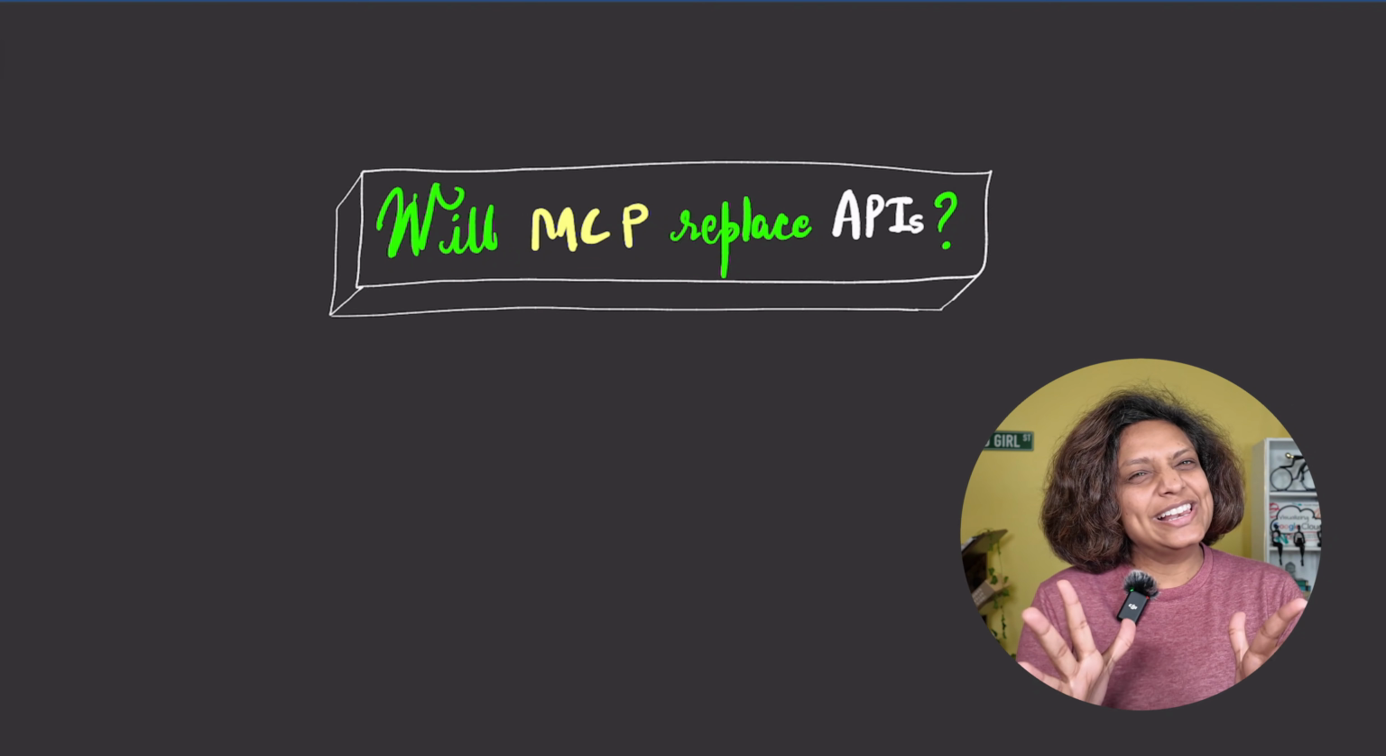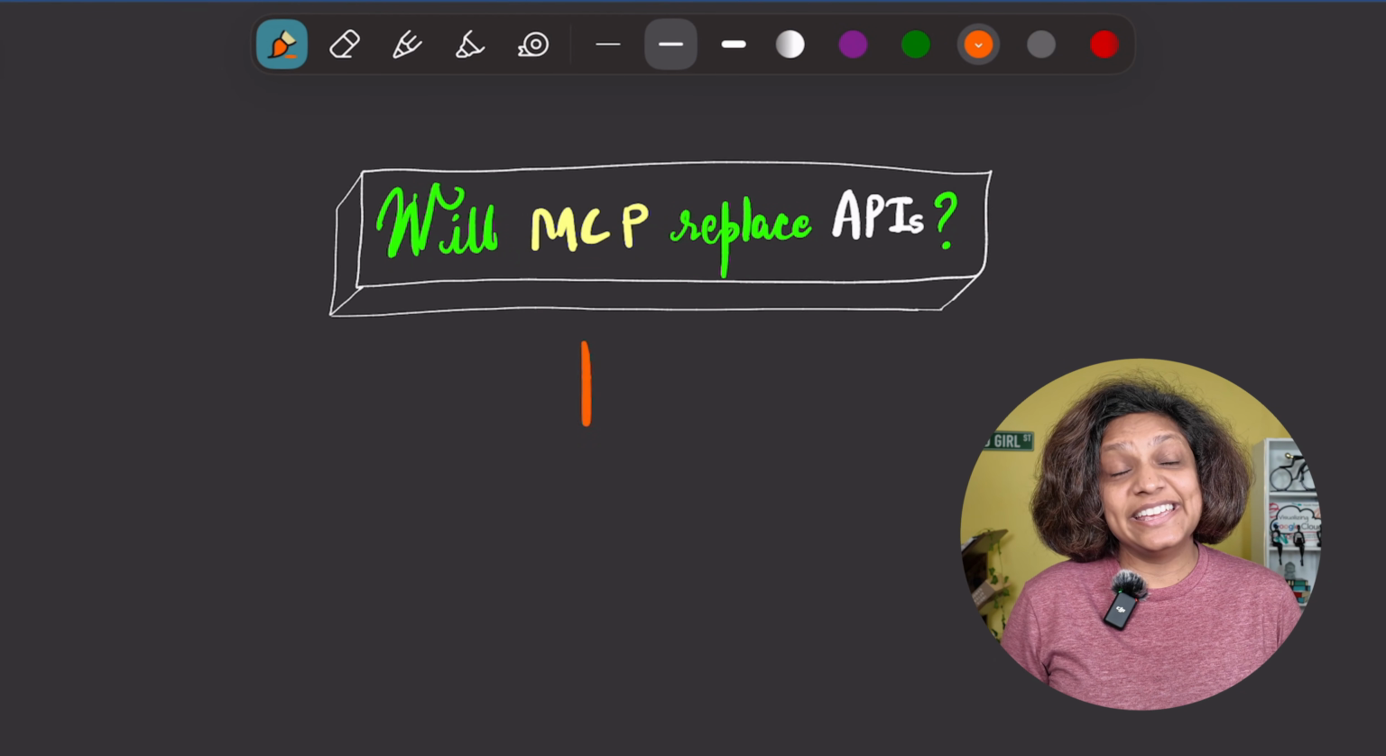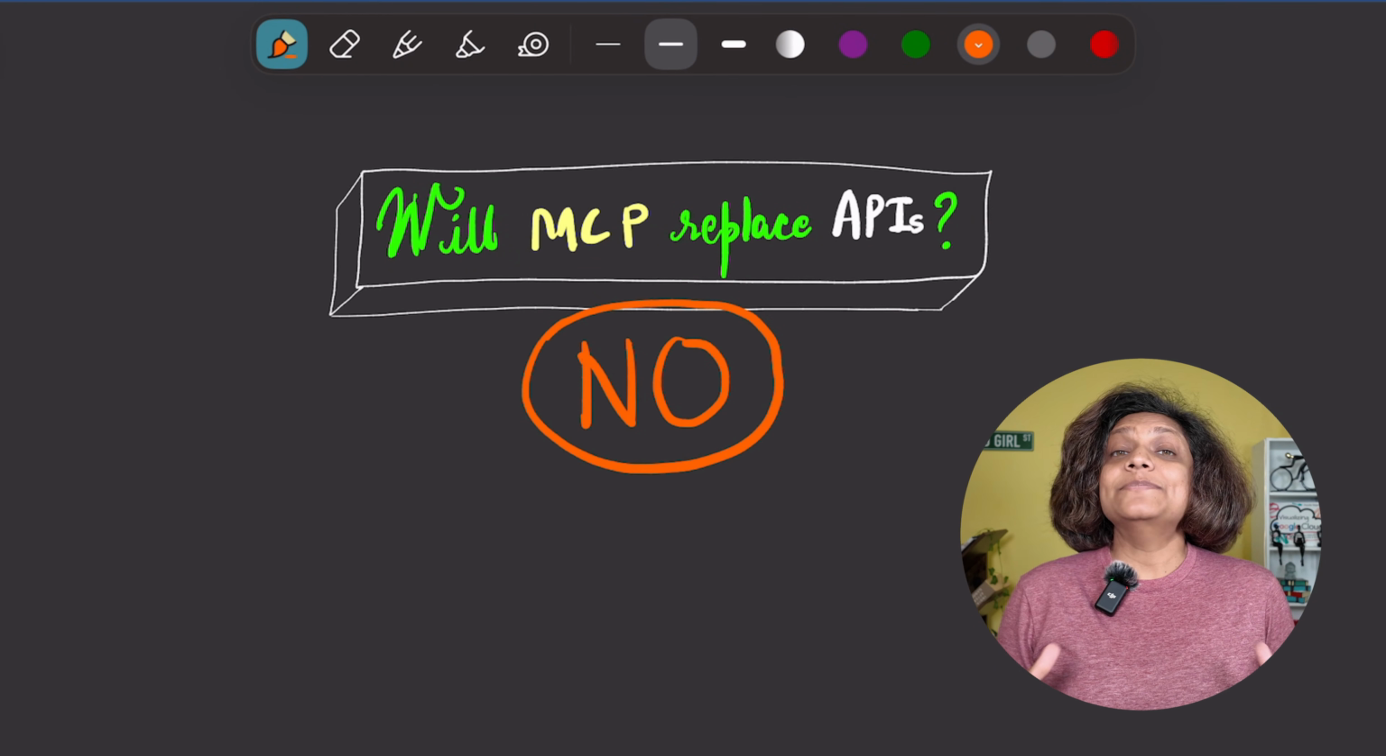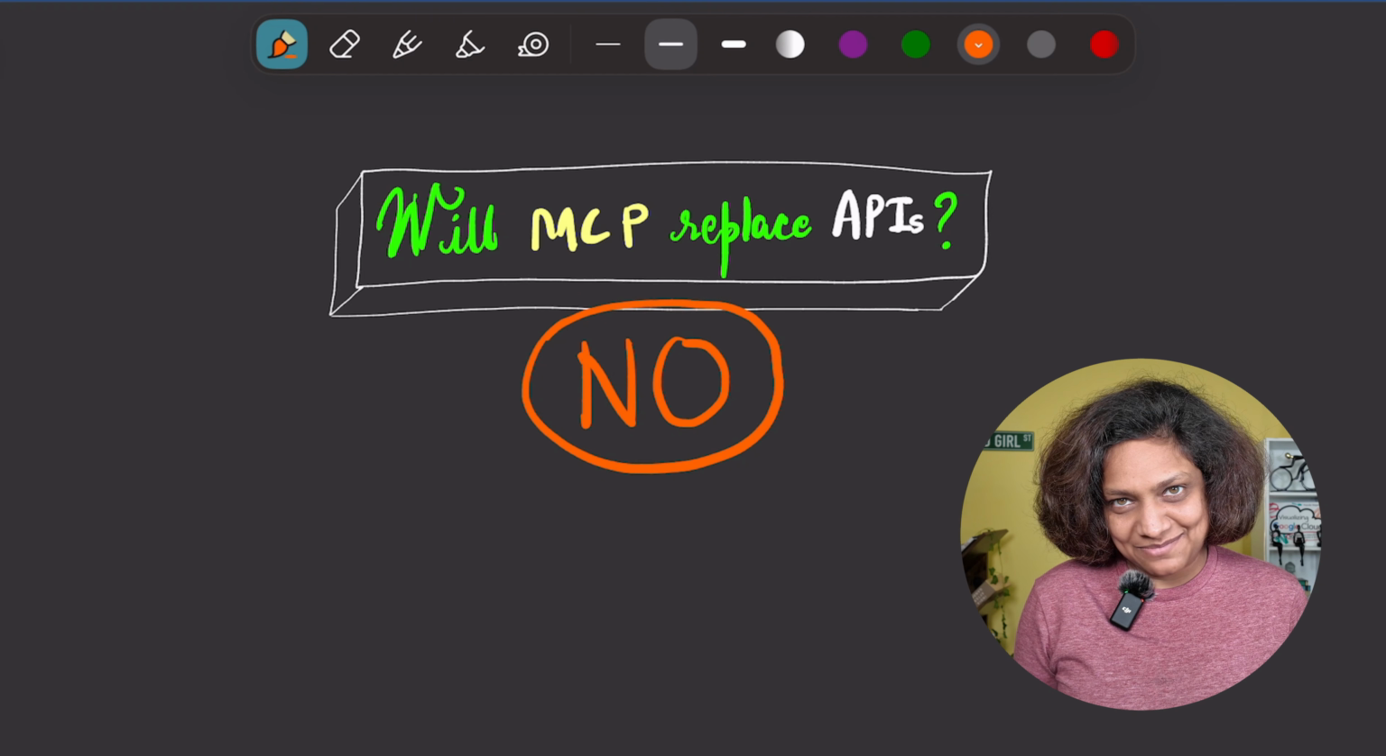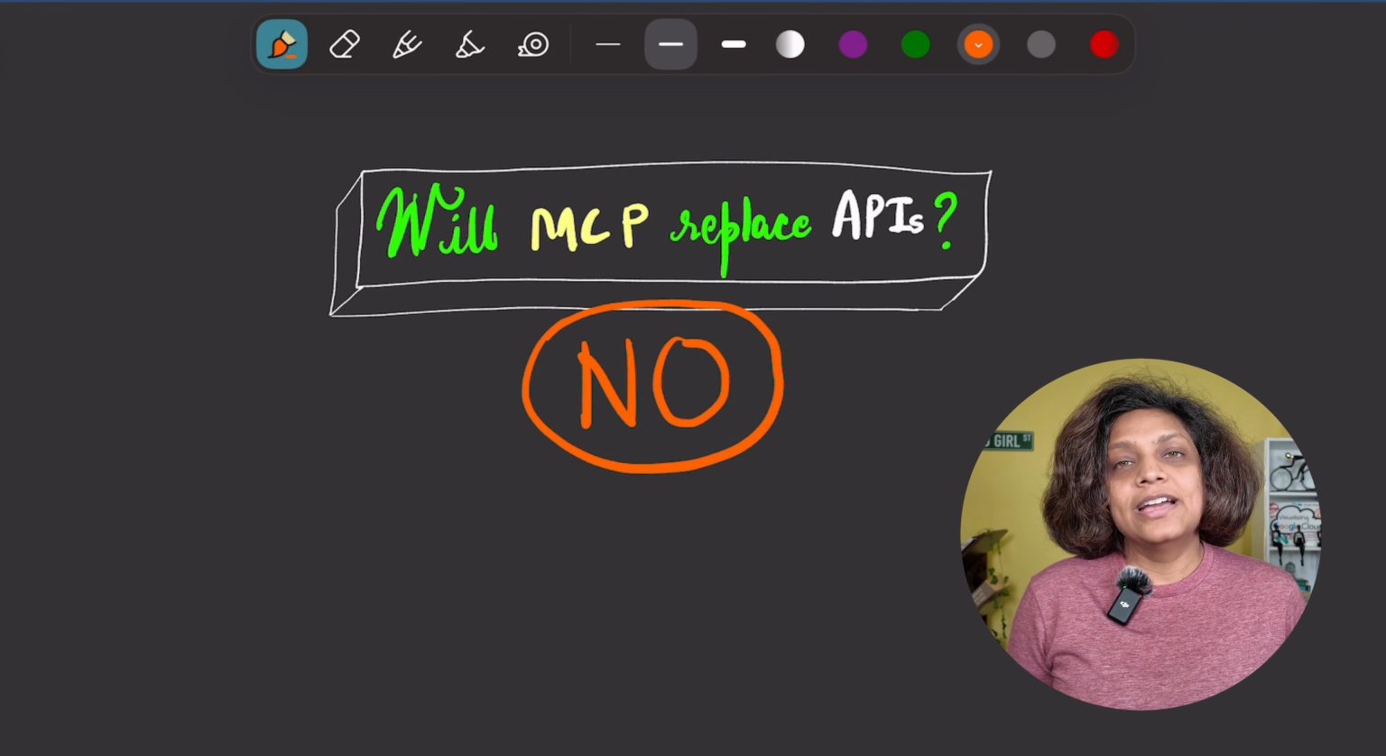So, here's the million-dollar question, which you came here to answer. Will MCP replace APIs? The answer is no. MCP will complement APIs, not replace them. Think of it like this. APIs are the foundational plumbing connecting different services. MCP is the smart universal remote control that an AI agent can use to operate that plumbing.